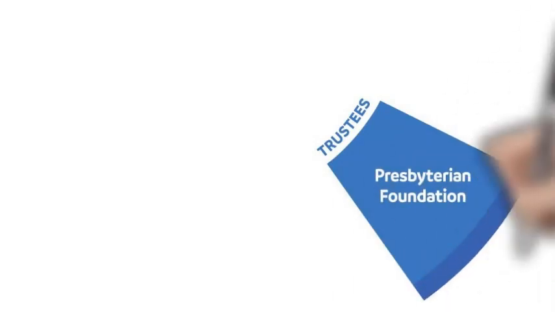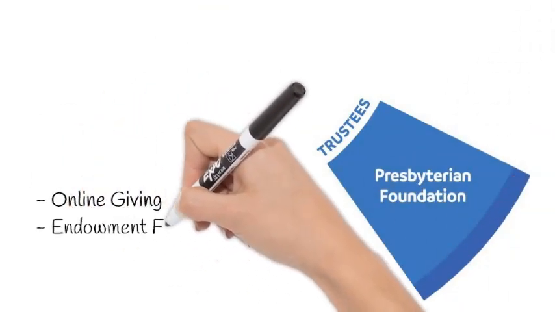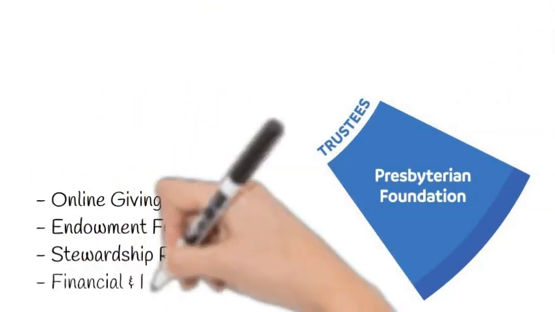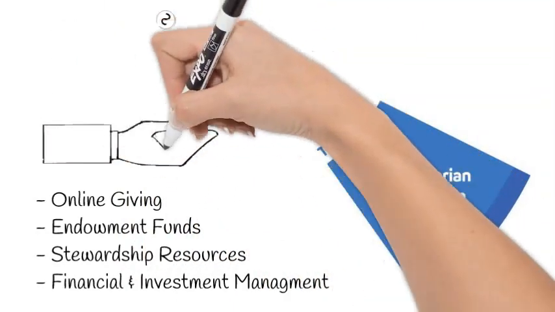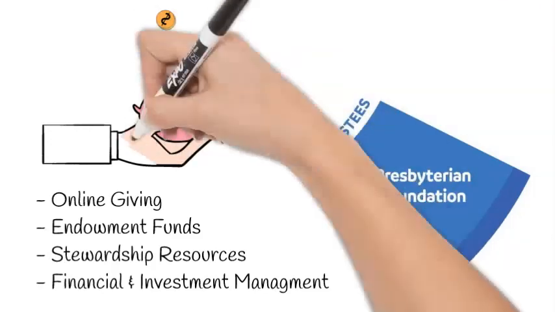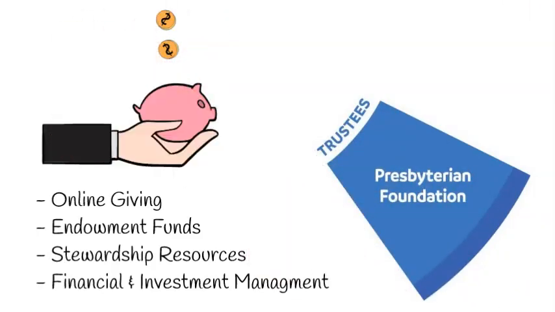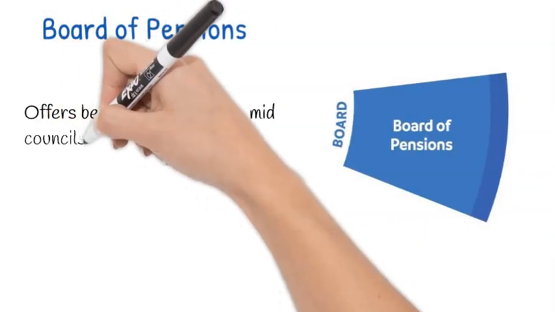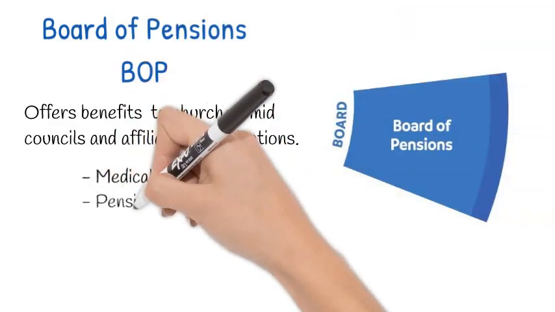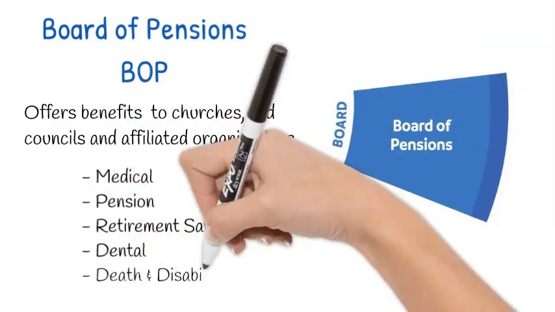The Presbyterian Foundation works to develop gifts and manage funds of congregations and other ministries, to develop communities of generosity among their members and constituents, providing people with an opportunity to realize their philanthropic goals through giving and investment options. The Board of Pensions offers medical, pension, retirement, and other benefits to churches, mid-councils, and affiliated organizations.